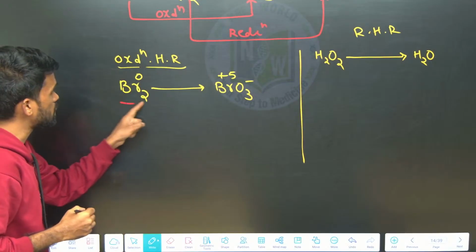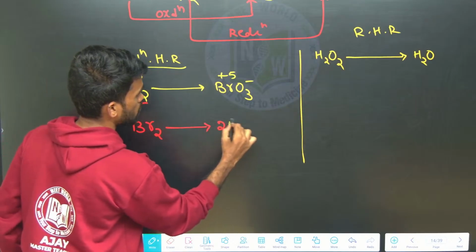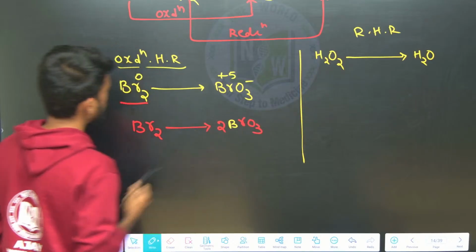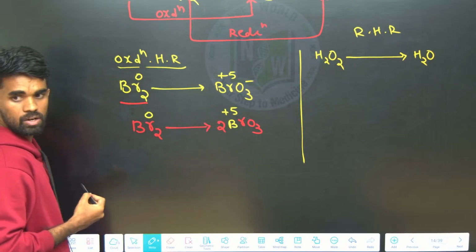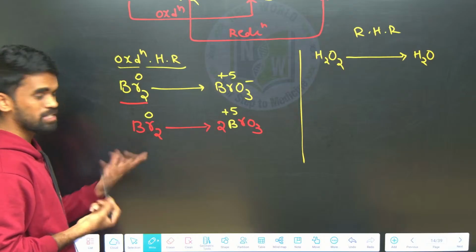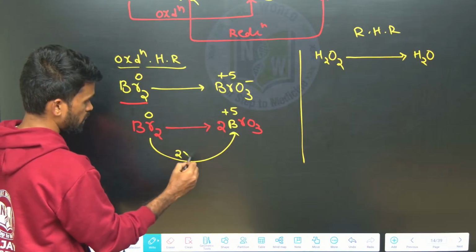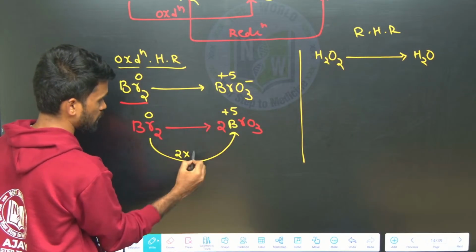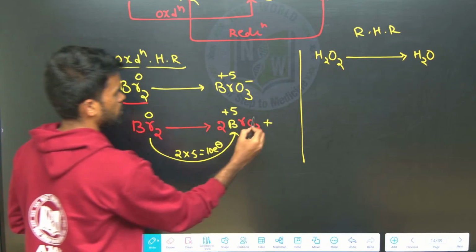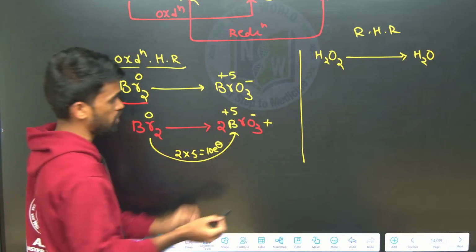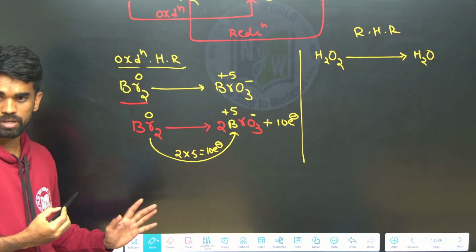So how many bromines are there here? 2. This side also you multiply with 2, so it will be 2 BrO3. After doing this, 0 is converting into +5 means how many electrons gained or lost? +5 means lost electrons. How many? Find the n factor. 2 bromines, each bromine is converting from 0 to +5, it means 10 electrons. So I can say 10 electrons are released here. Is this clear up to here?